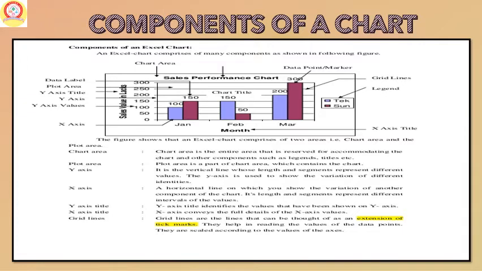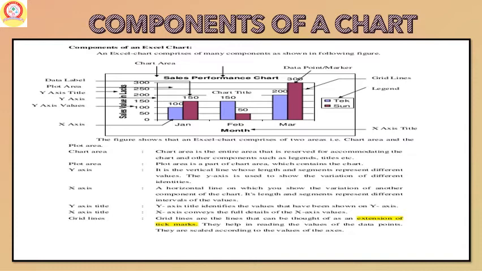Y-axis. It is the vertical axis of the chart. It is also known as the value axis. The value of each data point is plotted on its axis. Chart title. It is usually placed at the top of the chart and helps the user understand what the chart represents.